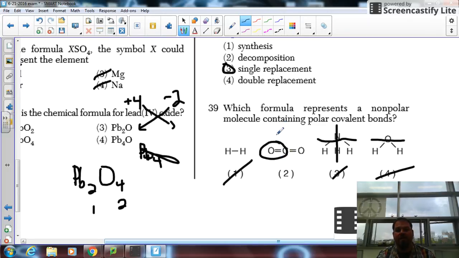But remember, they both cancel out because one's going in this direction. Remember this little symbol, that dipole? And one's going in this direction. And they cancel each other out. So they make a nonpolar molecule, even though they are covalent bonds. And that'll be it for this segment.